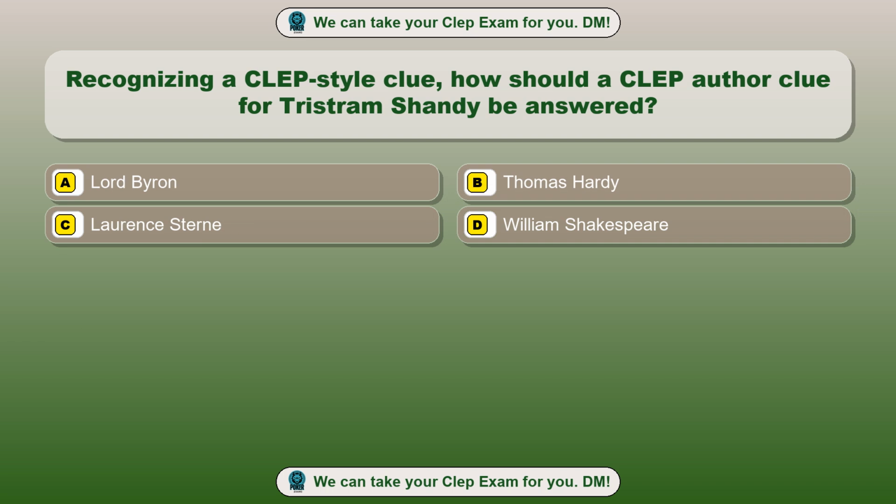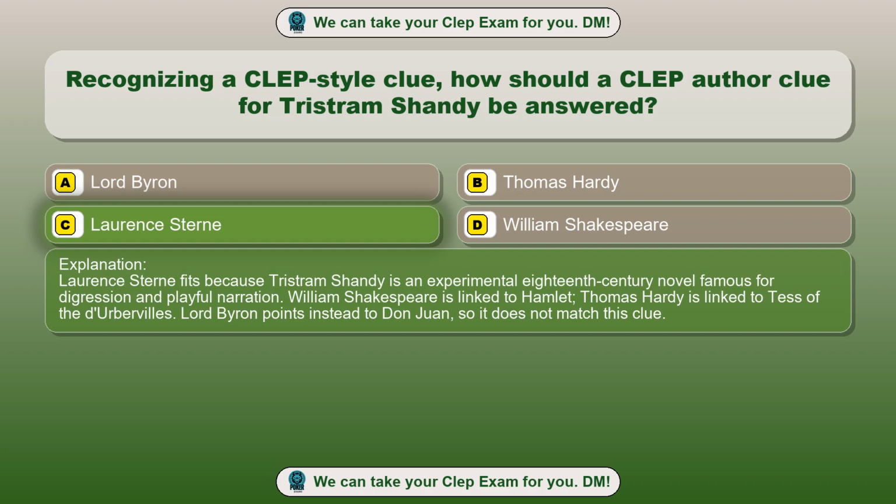Question 49. Recognizing a CLEP-style clue, how should a CLEP author clue for Tristram Shandy be answered? Option A. Lord Byron. Option B. Thomas Hardy. Option C. Laurence Sterne. Option D. William Shakespeare. The correct answer is option C. Laurence Sterne. Laurence Sterne fits because Tristram Shandy is an experimental 18th-century novel famous for digression and playful narration. William Shakespeare is linked to Hamlet, Thomas Hardy is linked to Tess of the D'Urbervilles. Lord Byron points instead to Don Juan, so it does not match this clue.